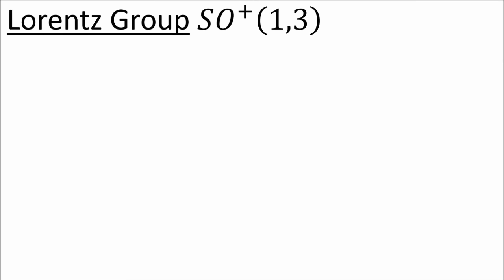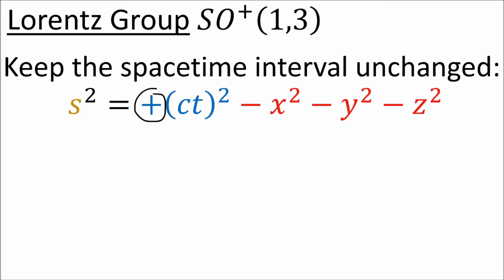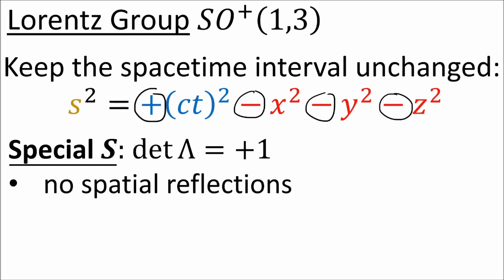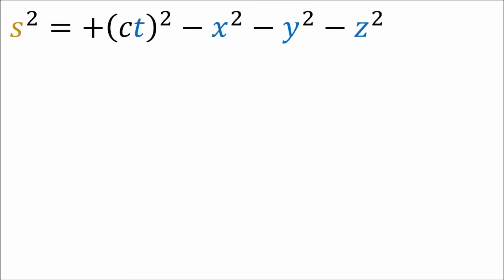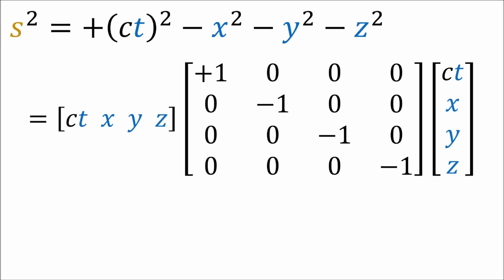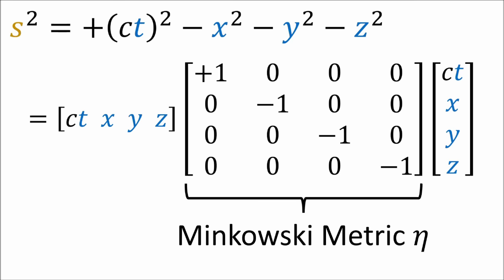Now, let's go through a similar procedure for the Lorentz group, SO+(1,3), which is the set of rotations and Lorentz boosts in four-dimensional spacetime, which also excludes reflections in time and space. Recall, the Lorentz group keeps the spacetime interval, with 1 plus sign and 3 minus signs, unchanged. The inner product of a pair of spacetime vectors requires this matrix called the Minkowski metric, with 1 plus sign and 3 minus signs along the diagonal.